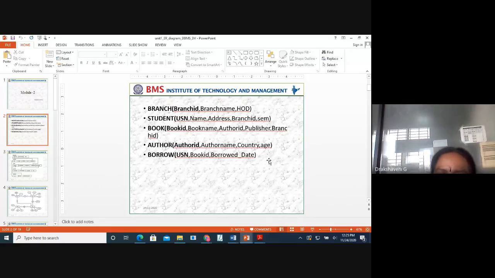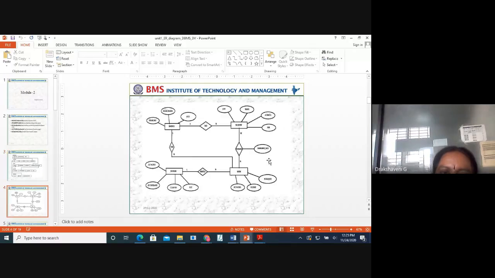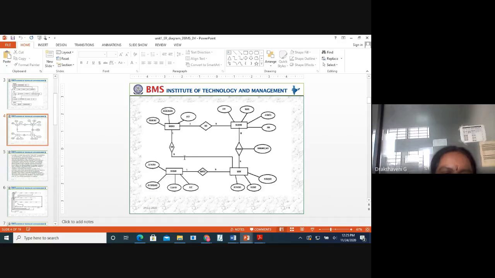These are the tables they have given: branch, student, book, author, and borrower. Here we have a branch ID, student, book, author, and borrower. So this is what the ER diagram is. In this ER diagram, you can see branch, student, author, and book. This is what the ER diagram says to us. This is how you have to write the ER diagram.